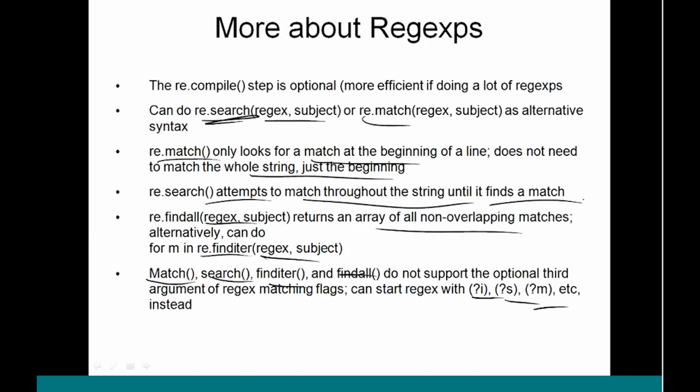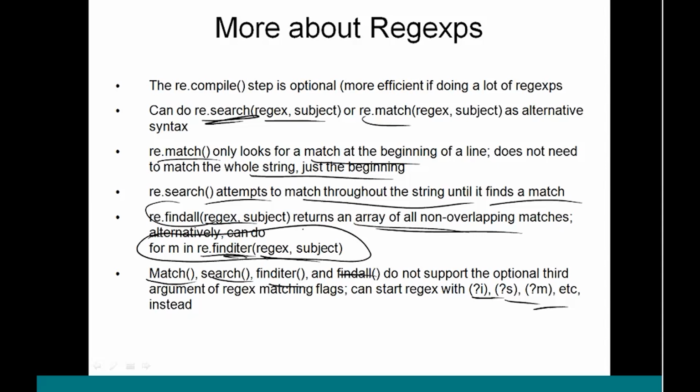We also have findall. That's another method in the re module, and it returns an array of all the non-overlapping matches. We can also use a for loop, for m in the finditer method, and then you can find each one until you find all of them. So that is the same as findall.